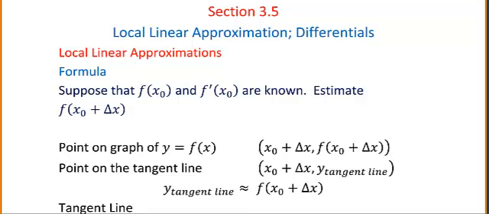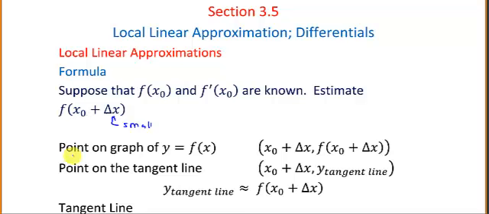Okay, so let's suppose that we know the value of f at x0 and the value of its derivative f prime at x0. And what we'd like to do is estimate the value of f at x0 plus some delta x, where we'll assume delta x is small, so x0 plus delta x is close to x0. We've changed it by just a little bit.